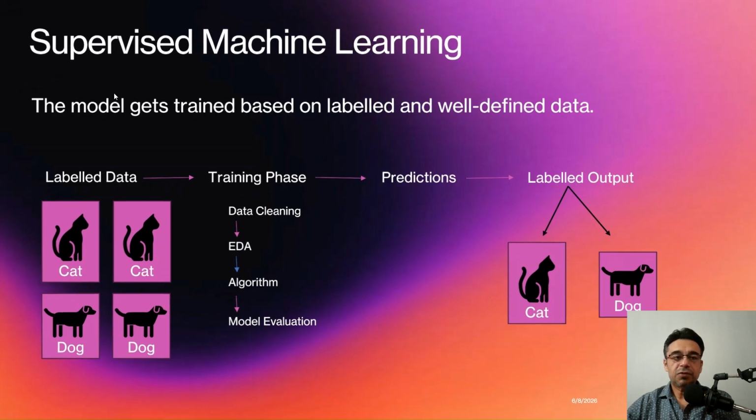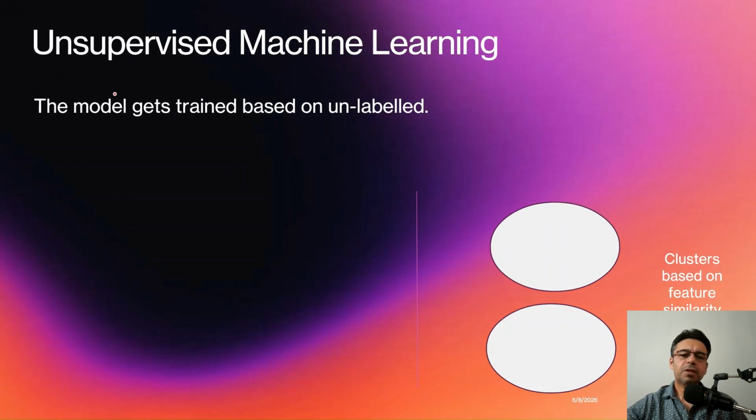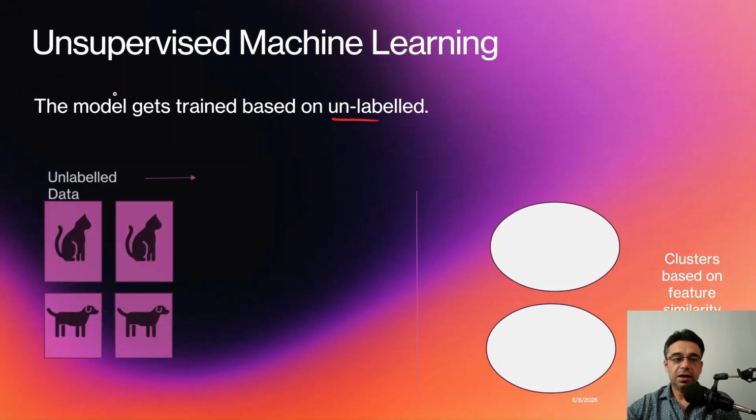After supervised machine learning, we have unsupervised machine learning. In unsupervised machine learning, the model gets trained based on unlabeled data. Again, we have unlabeled data, different images for example, or any other format of data, but there is no proper guidance like this is the image of the cat or the dog. So how does the machine learning model later identify whether this is a cat or a dog?